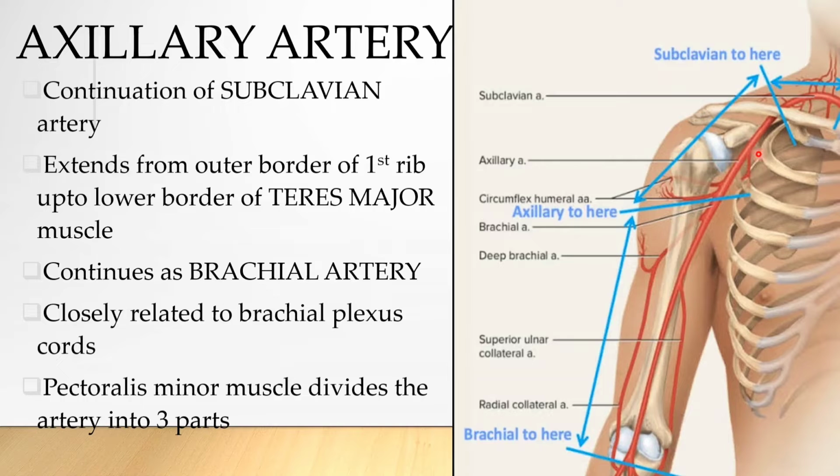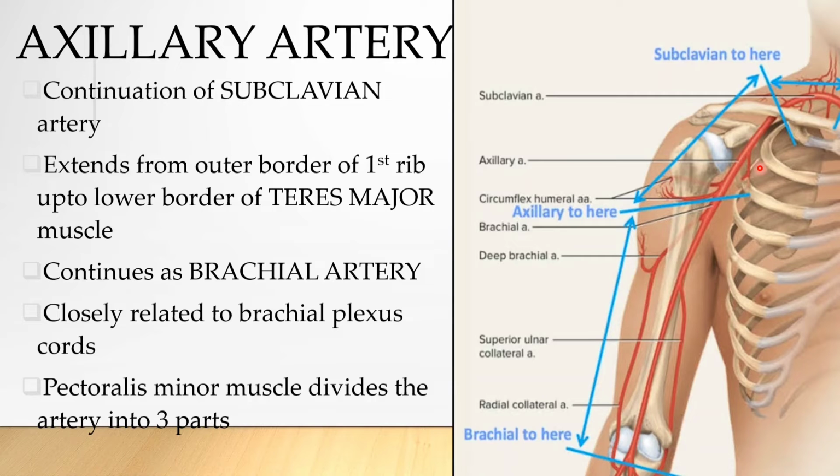The axillary artery starts from the outer border of the first rib. This is the first rib, and from the outer border of the first rib to the lower border of the teres major muscle, up to here it is called the axillary artery, and from there it is called the brachial artery. This axillary artery varies with the position of the arm.